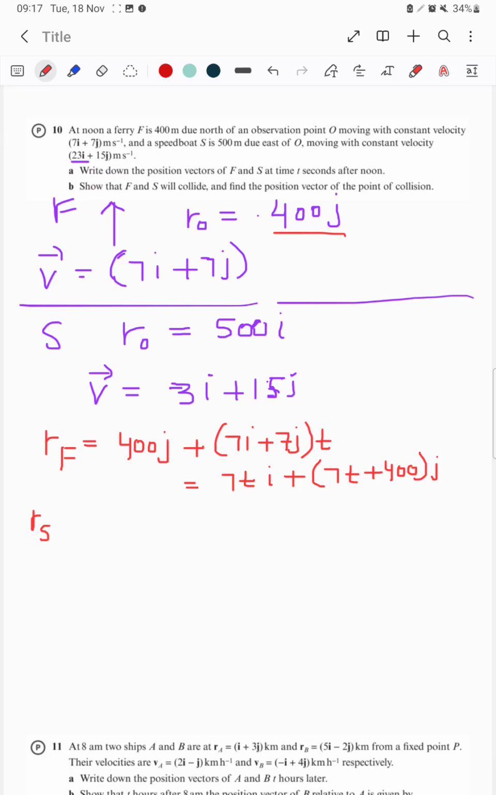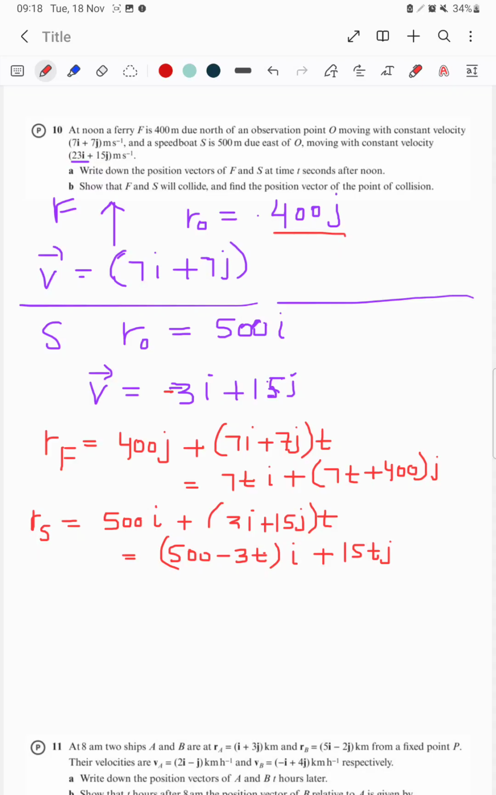And if we have to do the same for the speedboat, it is 500i plus the velocity, which is negative 3i plus 15j, times t. Sorry, this is negative 3t here. So this is going to be (500 minus 3t)i plus 15t j. This is the first part of the question, both of them.